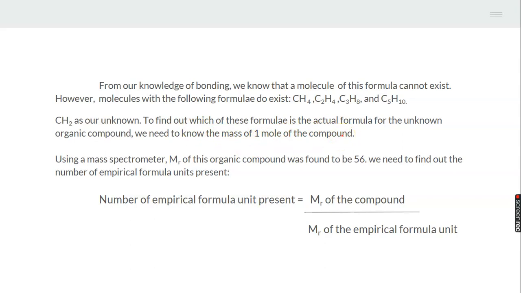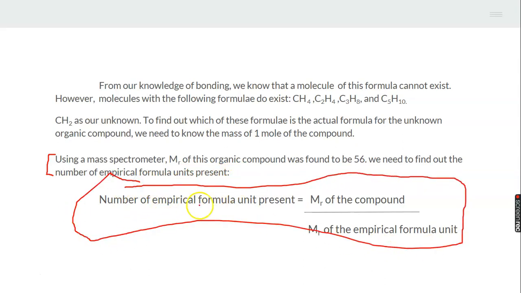So don't forget the way we calculated in the last class. When you want to get the mass of 1 mole of a compound, that's the molar mass in short form. So for you to get the molar mass, this is the completion of the question. Using a mass spectrometer, the Mr, which is known as the relative molecular mass of this compound, was found to be 56. So we need to find out the number of empirical formula units present. How can you do that? There's the formula you're going to use.